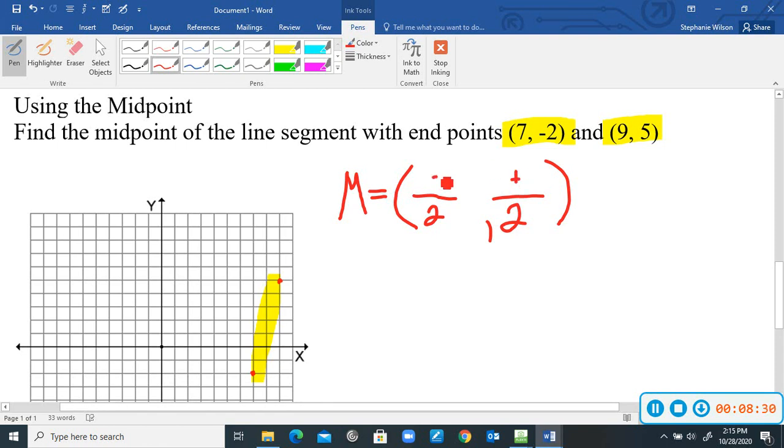So the midpoint says that we are going to take two ordered pairs, because that's all you need is two ordered pairs, and we're going to add our x values together and divide them by 2, and we're going to add our y values together and divide them by 2. Okay? So I'm going to call this ordered pair 1. And I'm going to call this ordered pair 2.